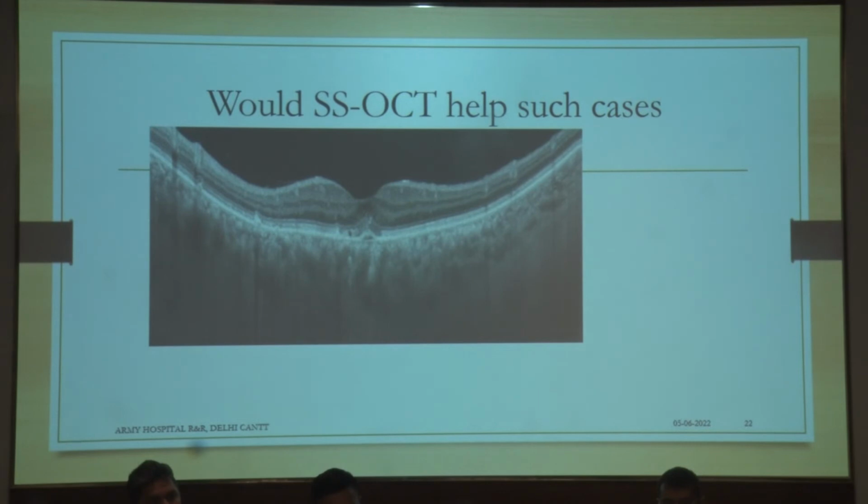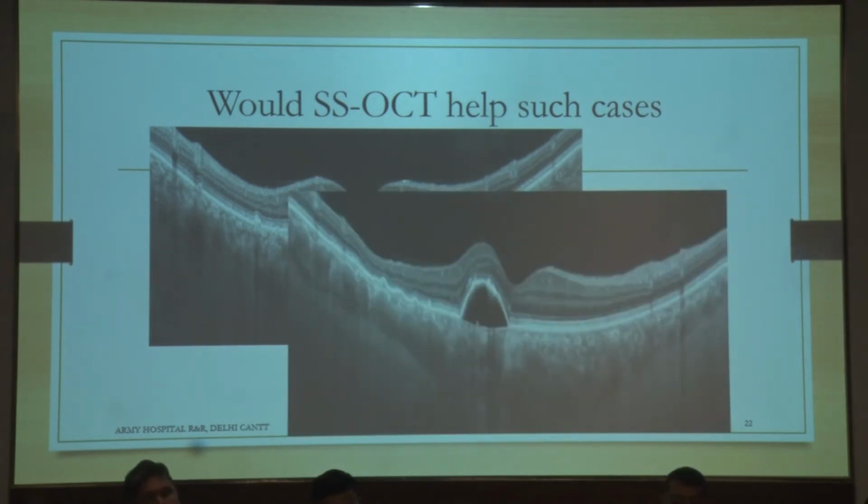Would a swept source OCT help in such cases? The advantage of swept source OCT is that it takes a wider cut. It's a 12 millimeter cut, which can take right from the vitreous to the choroid. So in one section, you are able to see everything. You can see the depth of your choroid. In these cases, it simultaneously acquires images from the vitreous to the choroid, and it is easier to comment on a single scan.